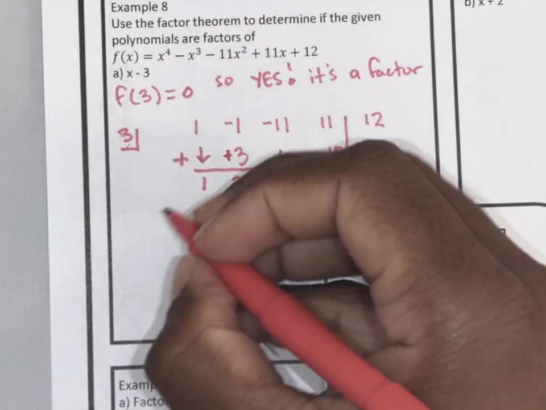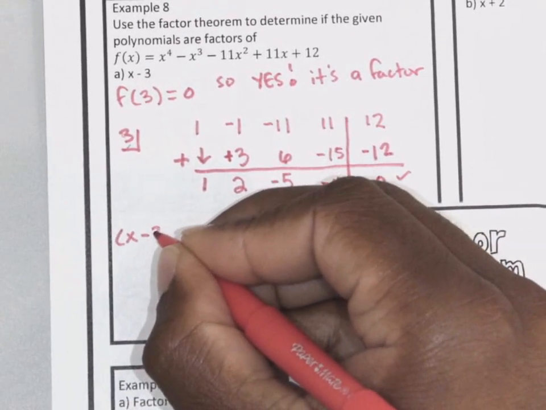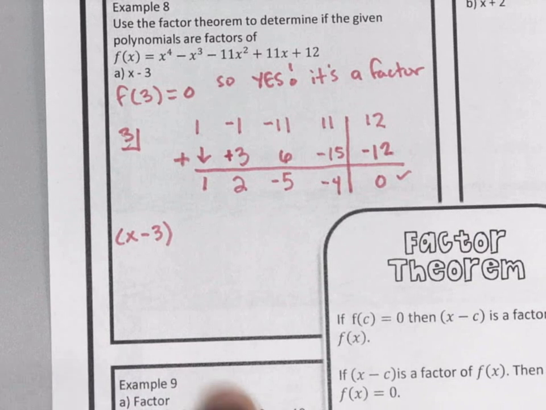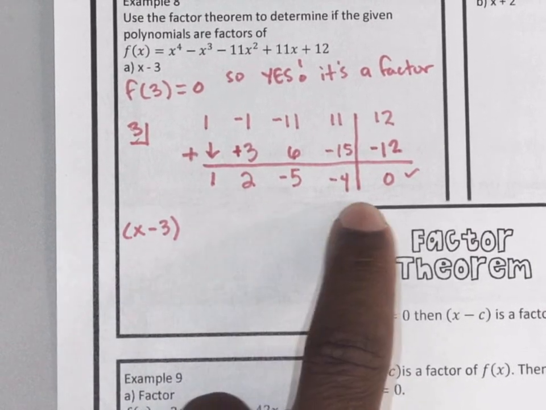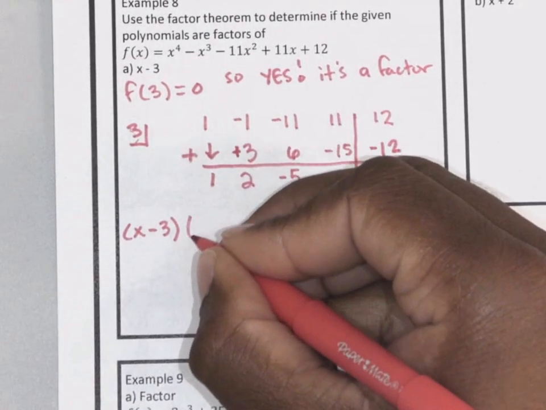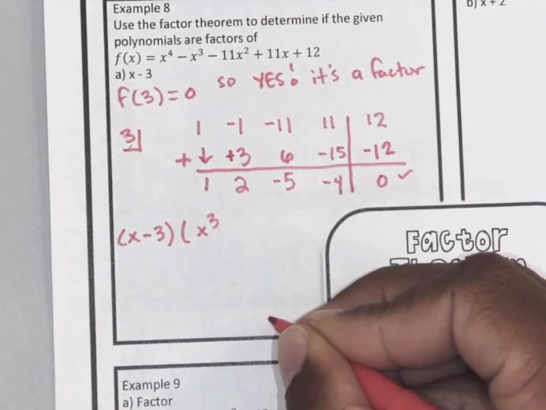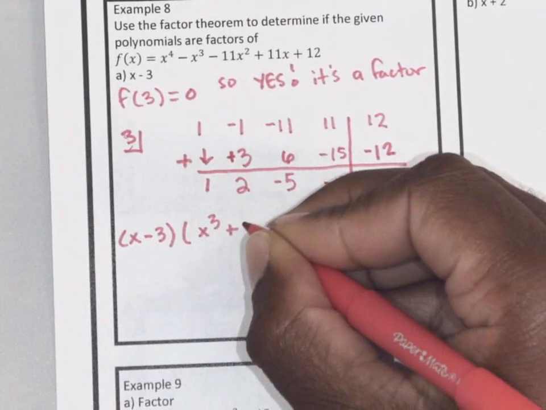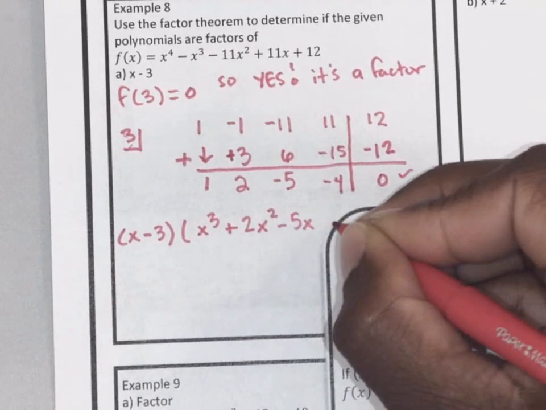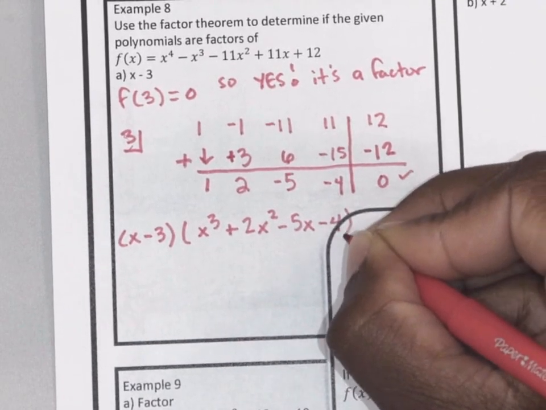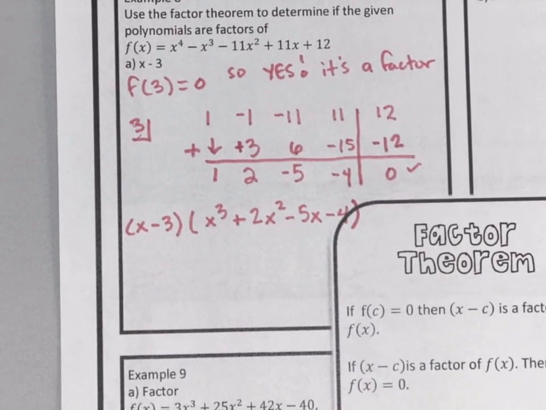So let's write it in factored form. Since x minus 3 is a factor, I write it as a factor, and now this is my simpler function that I have left over. What degree do I have for the x? The third, 1 degree less. Good job. So x cubed plus 2x squared minus 5x minus 4. And I was able to factor this out.